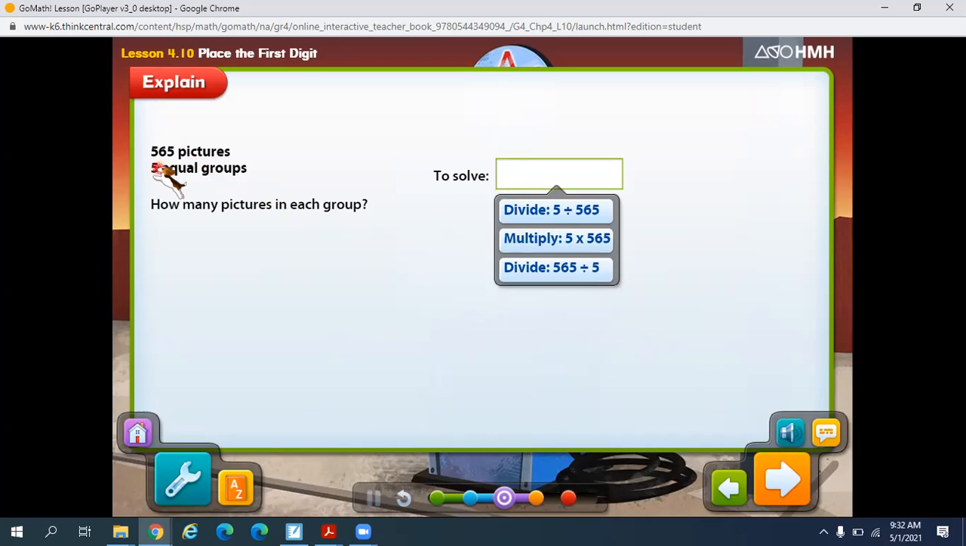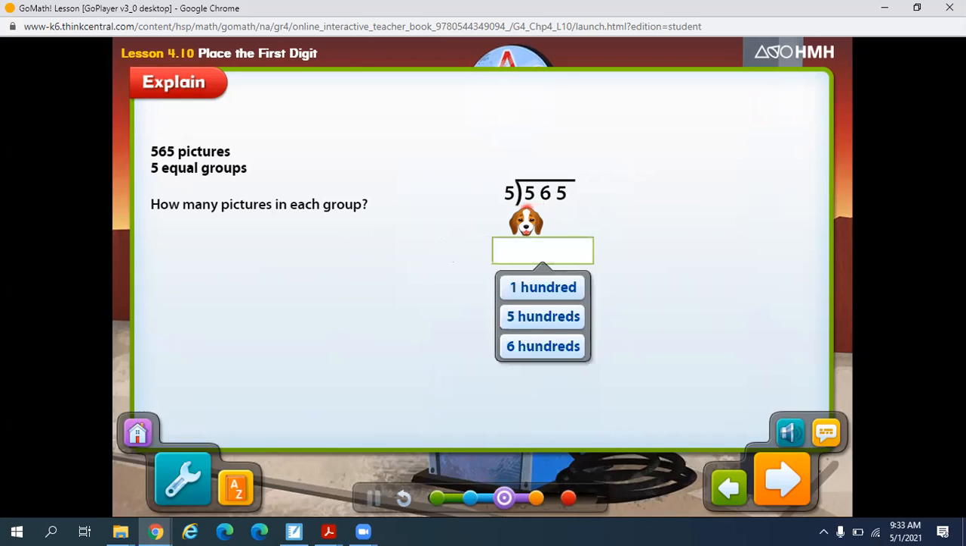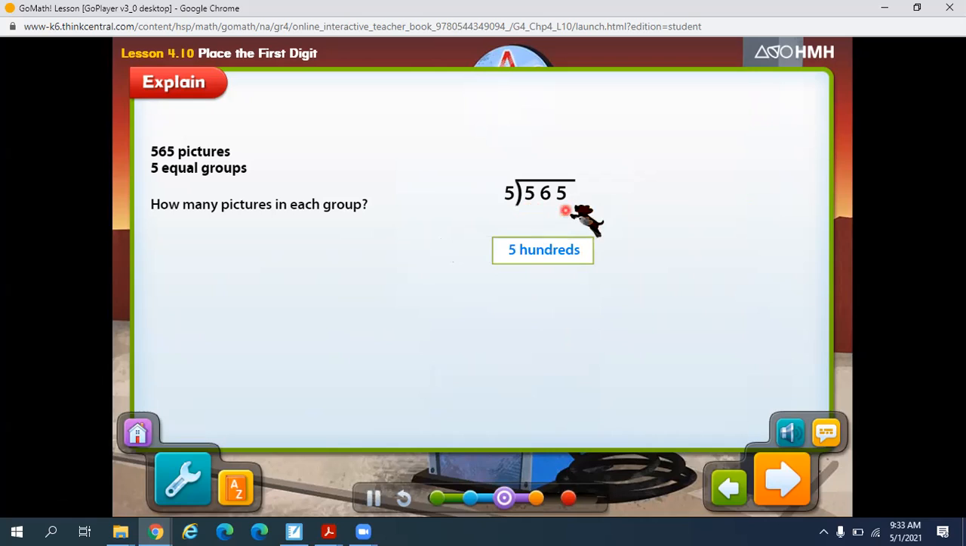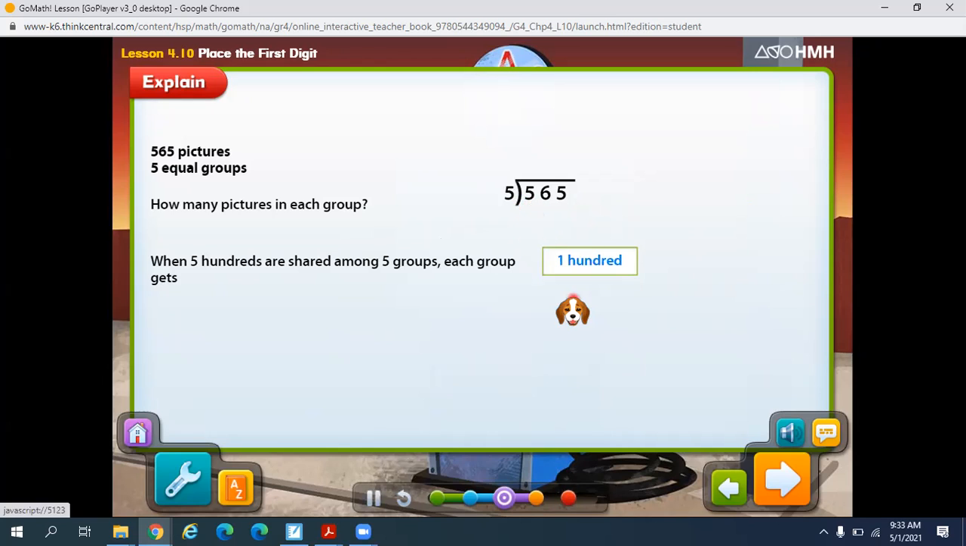So if I have 565 pictures and five equal groups, I'm going to divide, okay? So I'm going to divide 565 divided by five. We have 5 hundreds. How many times does 5 go into 5? One time, right? So if 5 goes into 5 hundreds, each person is going to get 1 hundred.